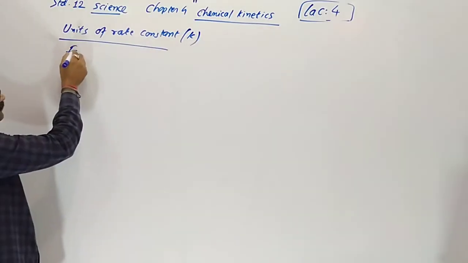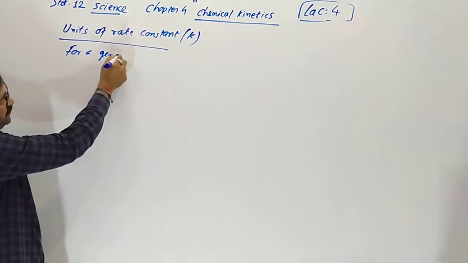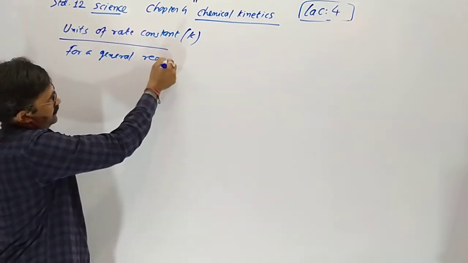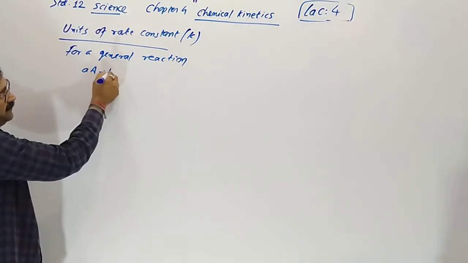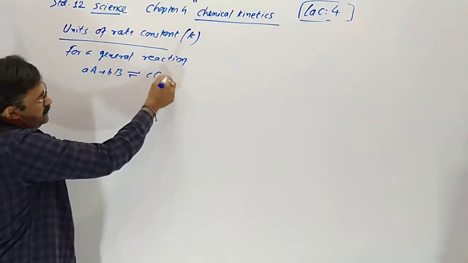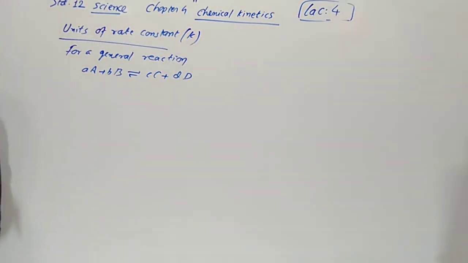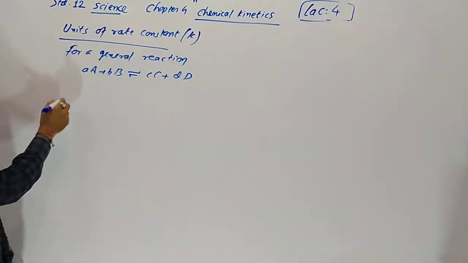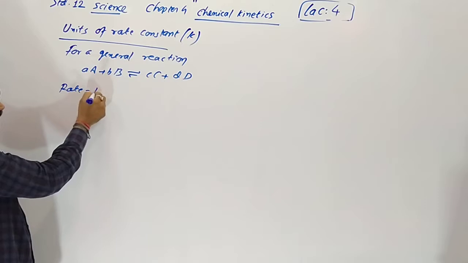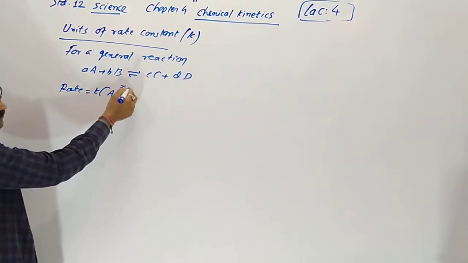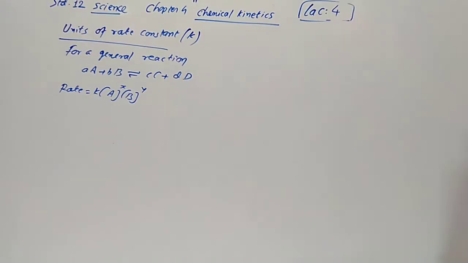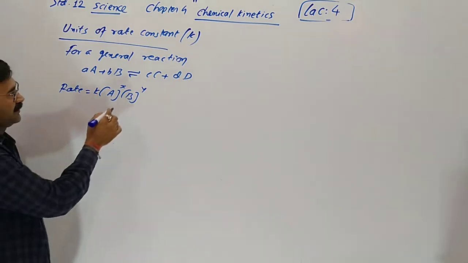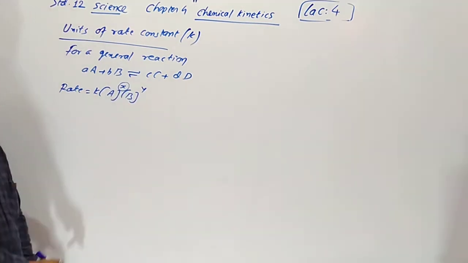First of all, for a general reaction, assume A plus B gives C and D. The rate law for this reaction is: Rate is equal to K, [A] raised to X and [B] raised to Y, where X is the order of the reaction with reference to A.